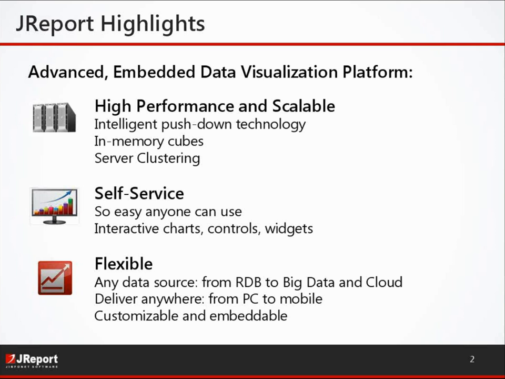We have a few key areas, and one of them is high performance and scalability. JReport uses an intelligent pushdown technology where queries are passed on from JReport server to the database, and then the database performs all the heavy computation and submits the aggregate result sets back to JReport server, where they are stored in data structures like in-memory cubes. So when your reports and dashboards need those aggregate values, they can access them from the in-memory cubes directly, which makes it a lot faster and quicker.